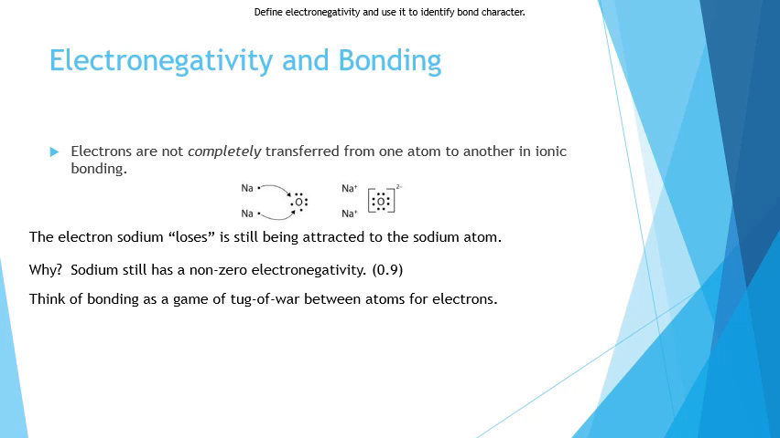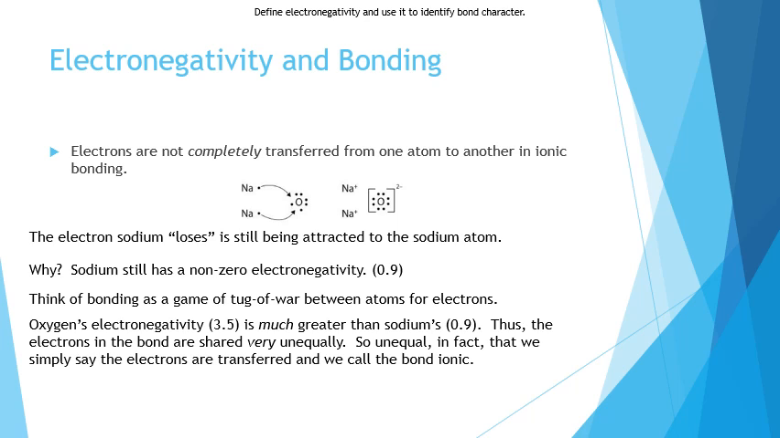Where if we look at the electronegativities of the two atoms involved here, oxygen and sodium, we'll see that oxygen's electronegativity, which is 3.5, you can see that on your periodic table, is much greater than sodium's, which is only 0.9. So there is a large difference between those electronegativities. So this means that the electrons in this bond are not shared very equally.